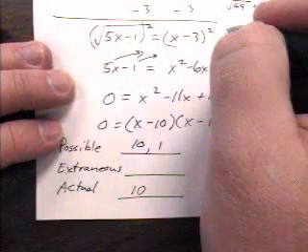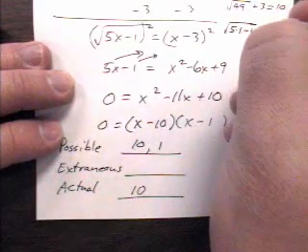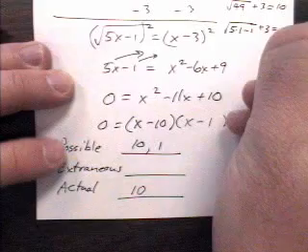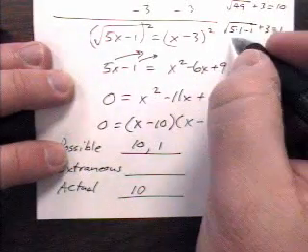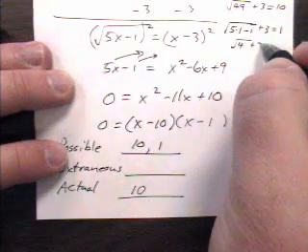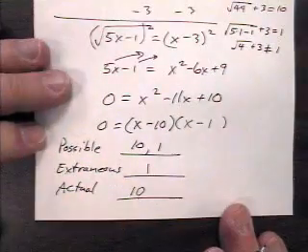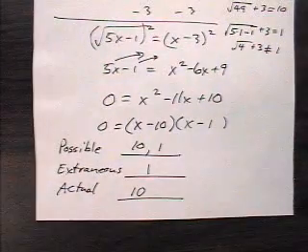Let's try again with 1. All right, so we got square root of 5 times 1 minus 1, plus 3. Is that equal to 1? 5 minus 1 is 4. Square root of 4 plus 3. That is not equal to 1. So 1 would be considered an extraneous solution.